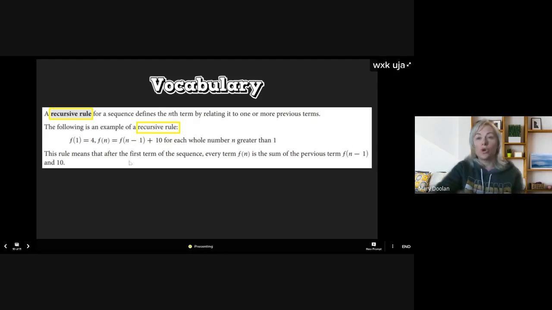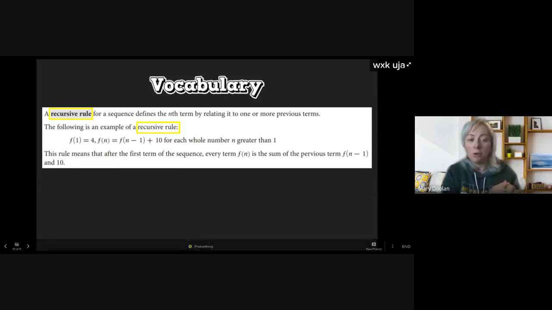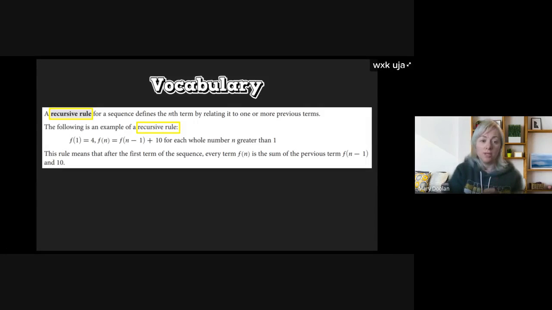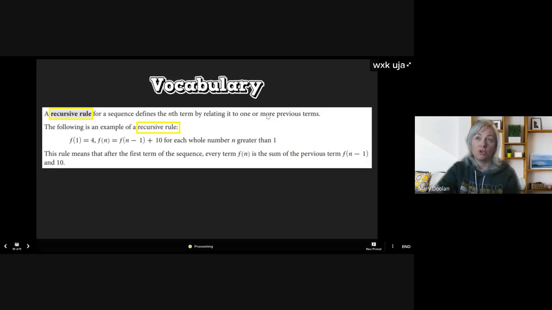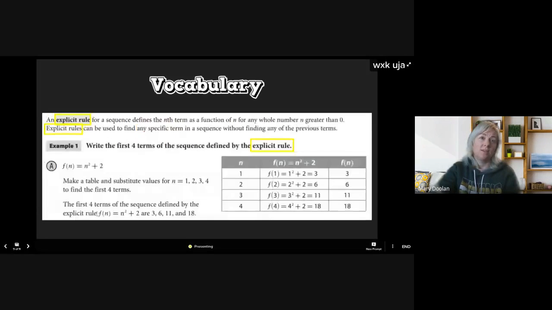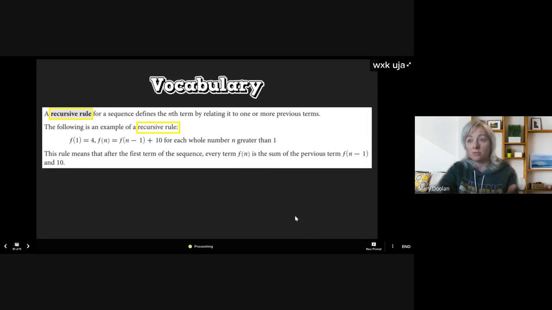Okay, so what it's showing you here, and this will make a little more sense when you see an example more worked out. But at this point right now, just know a recursive rule relies on knowing one or more previous terms. Okay, so you have to know one or more previous terms. Where with an explicit rule, you could figure it out without having to know any other terms. So this one's a little bit easier. Explicit rules are easier than recursive rules.